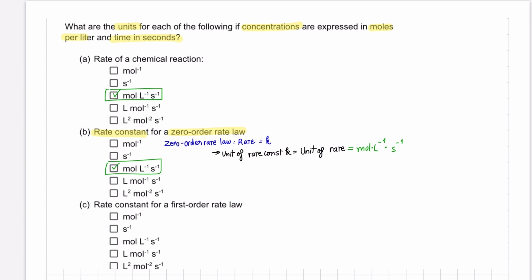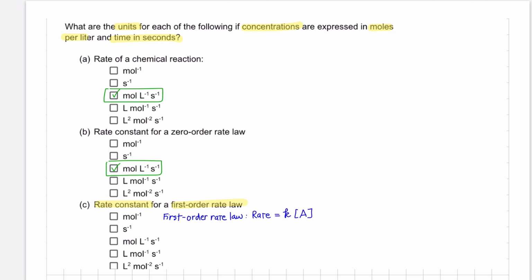Part C asks us to find the unit for rate constant for a first-order rate law. So first-order rate law says that rate equals K times concentration of A. So if we rearrange this, we'll have K equals rate divided by concentration of A. And if we put the units in, we know unit of rate is moles times liter to negative 1 times seconds to negative 1. A unit of concentration is moles per liter. Now we know that there are certain things that we can cross out, so let's put them in a uniform format so it's easy for us to see what's similar and what we can cross out.